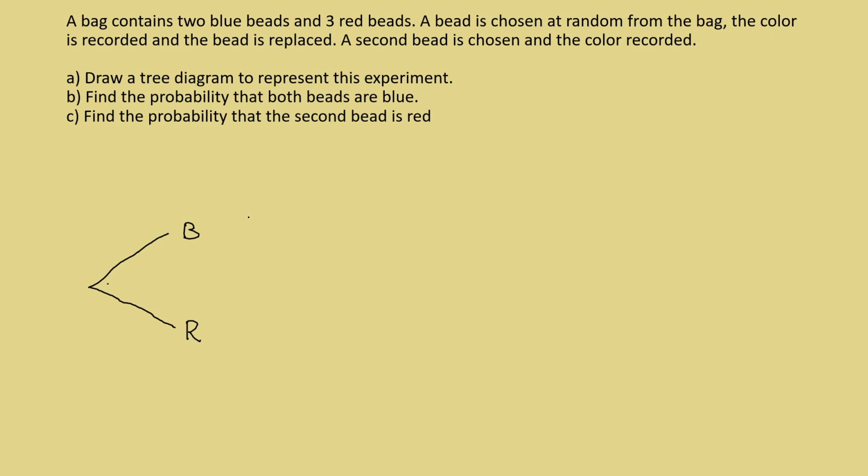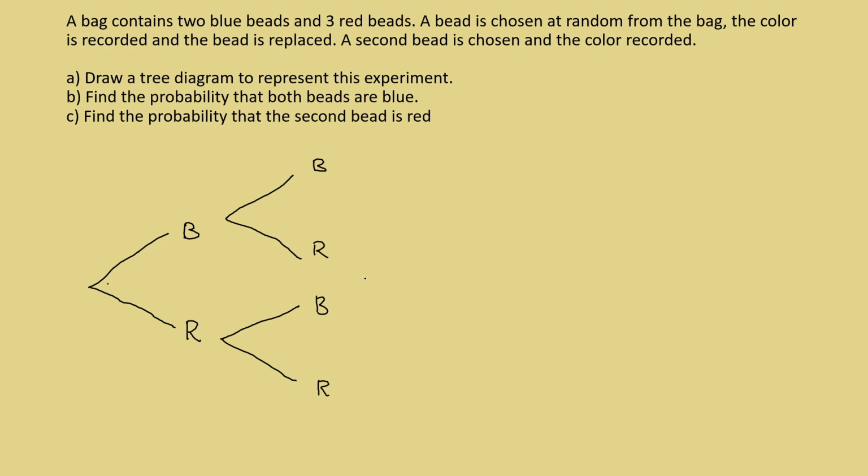And then it says after that, again, a second bead is chosen and the color is recorded. So whichever bead is chosen first, we go again. So this means that we need to extend the tree diagram one more time. So no matter which bead is chosen first, after that, it can again either be blue or red. And same thing if red is chosen first. It can again be blue or red. Okay, so that's our tree diagram.